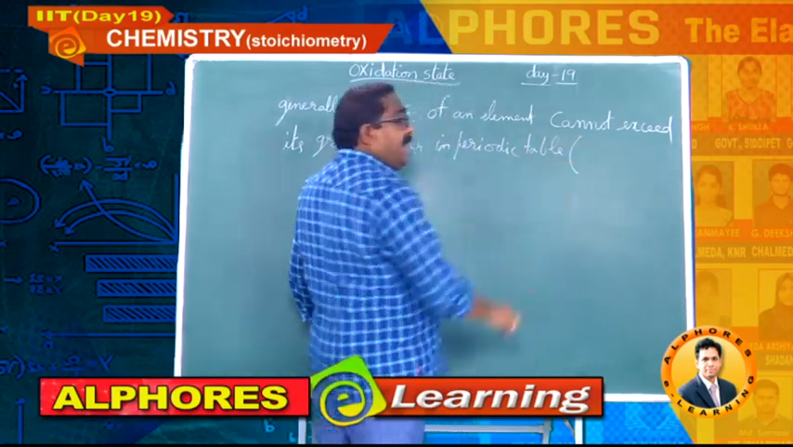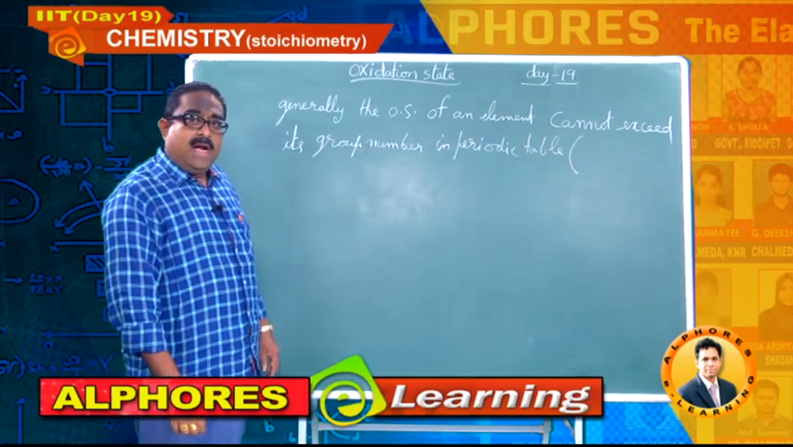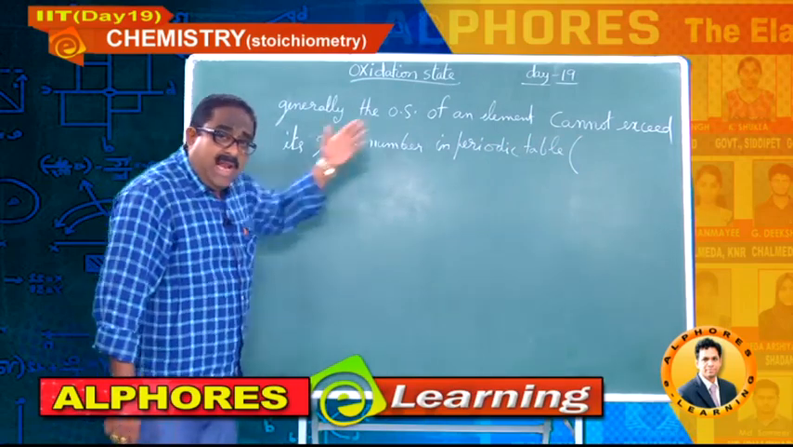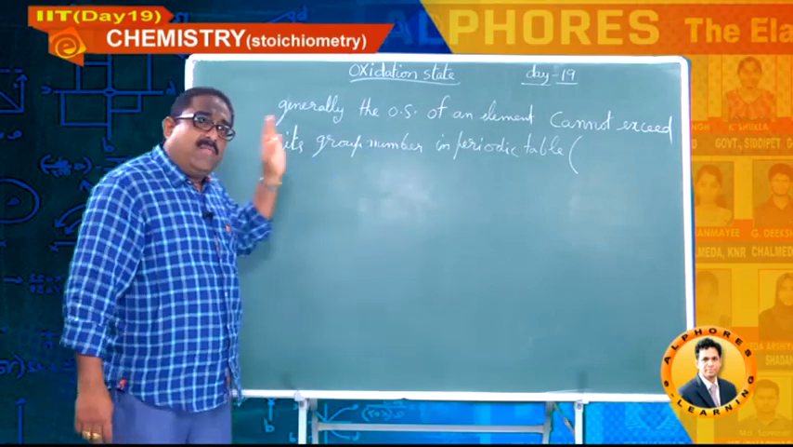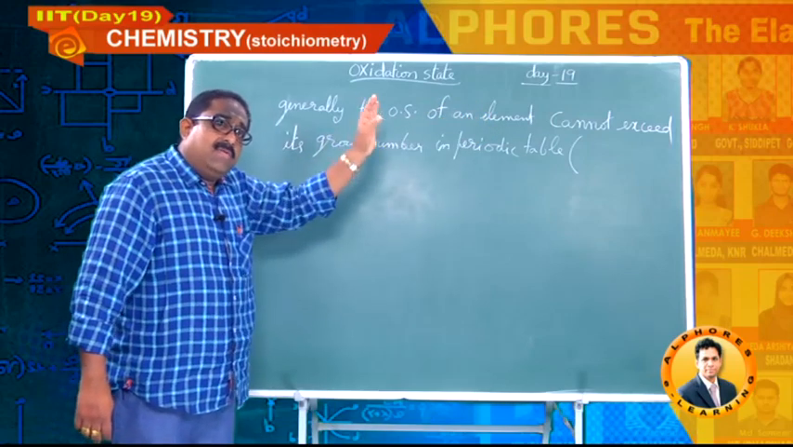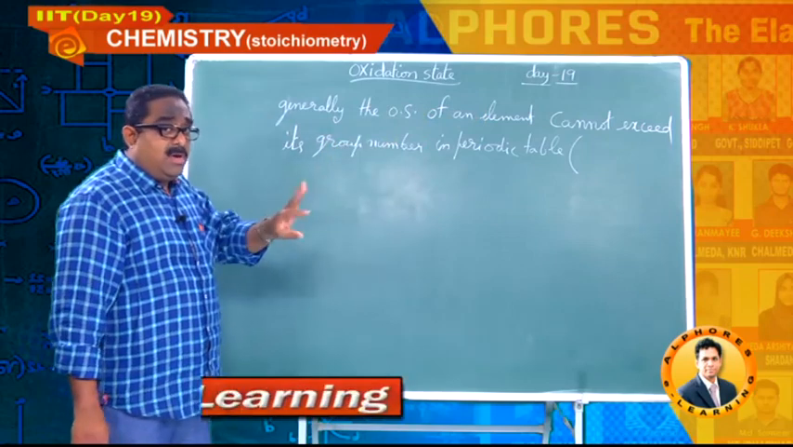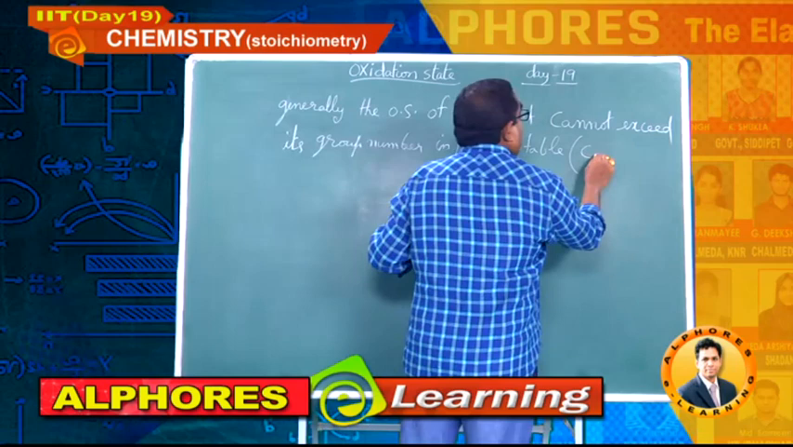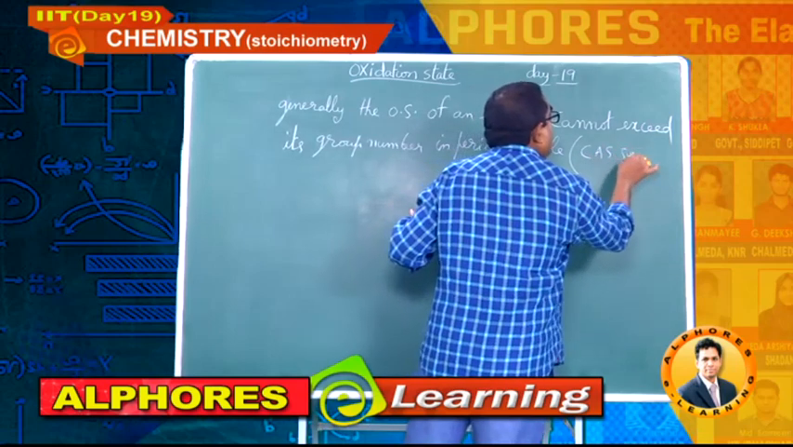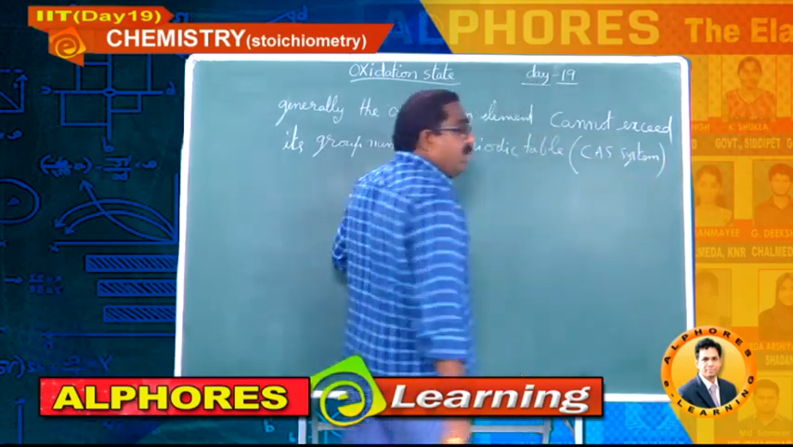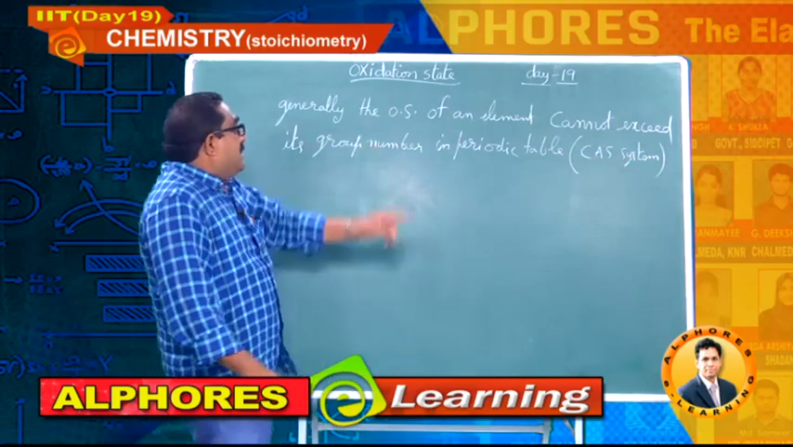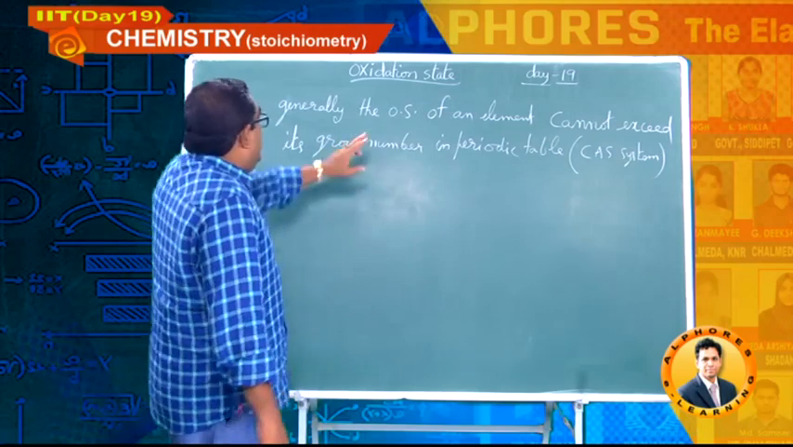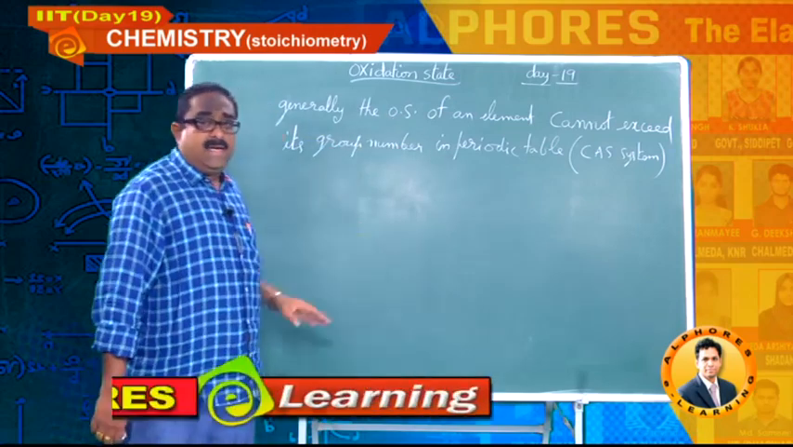Which group number, you may get a doubt? The periodic table may be considered as first to 18th group, or first A, second A, third A, fourth A, fifth A, sixth A, seventh A, first B, second B, third B, fourth B, fifth B, sixth B, like that. That system is called the CAS system, A groups as well as B groups. So according to that CAS system, the oxidation state usually cannot exceed the group number of that element.